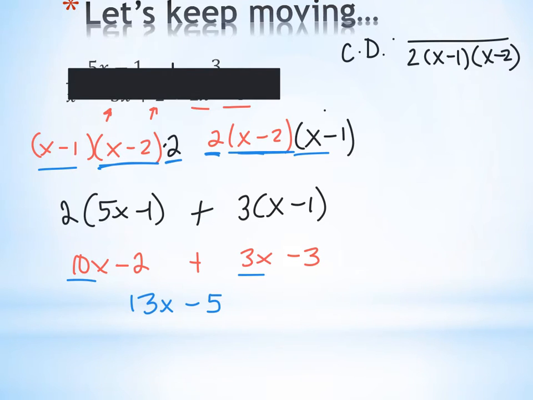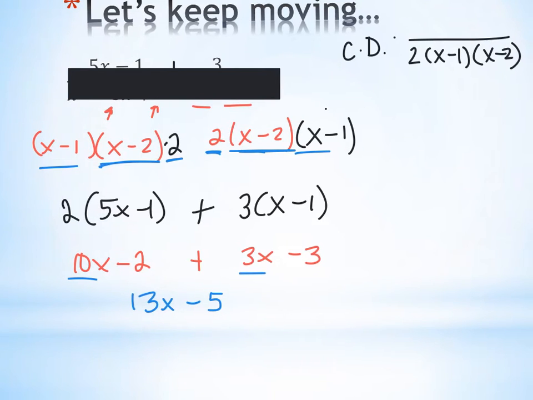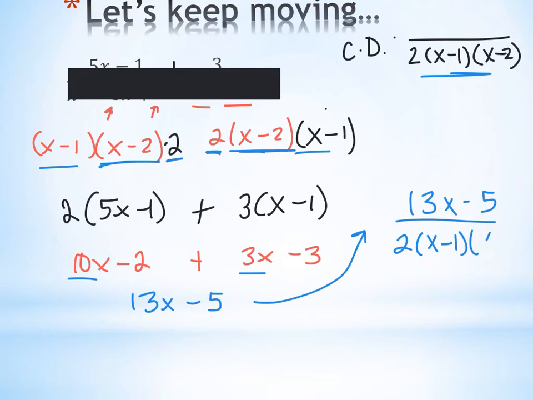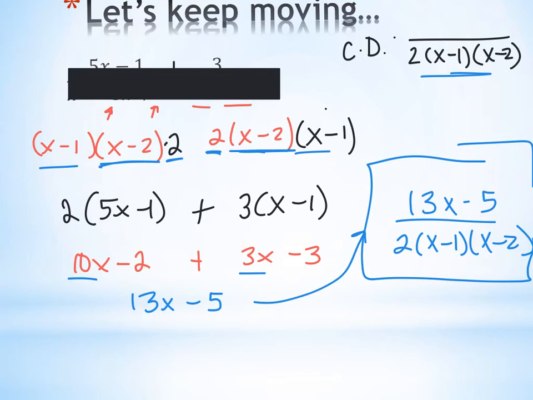And so now that's where I bring in my common denominator. Now that I notice that there's nothing that I can do with this numerator, I can take that numerator and put it with my denominator. And so I have 2 times x minus 1 times x minus 2. And there is my simplified fraction. So the idea behind this is we're just moving through and working with all these different factors and making sure that they're all sharing the same factors in the denominator.